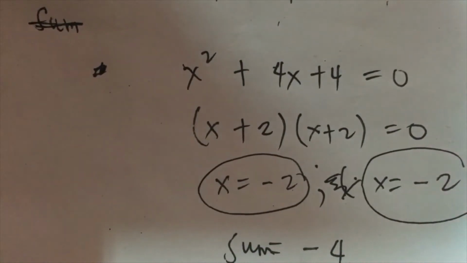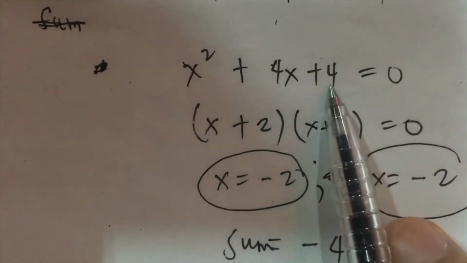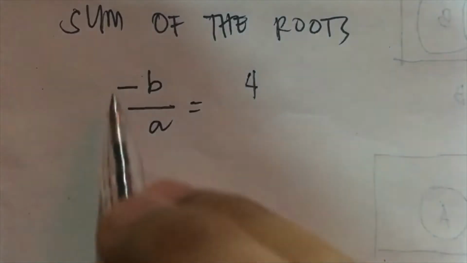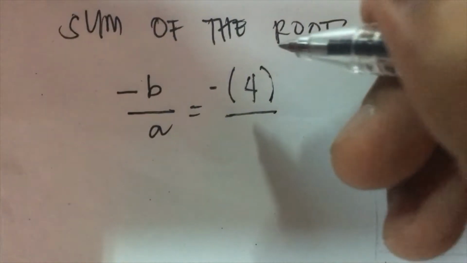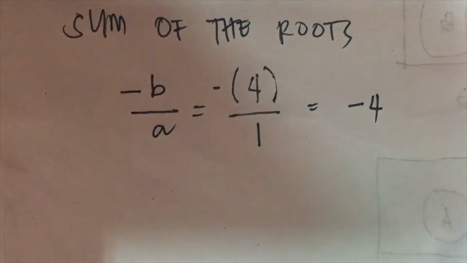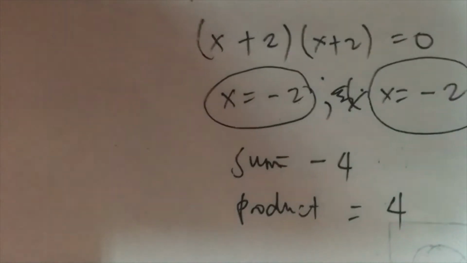For example, our example a while ago, x squared plus 4x plus 4. Our a is 1, b is 4, and c is also 4. So, if we substitute, our b is 4, but the formula says negative, so we have negative 4 all over our a, which is 1. So the sum of the roots would be negative 4. Is it the same as what we did with the step-by-step process? Yes.